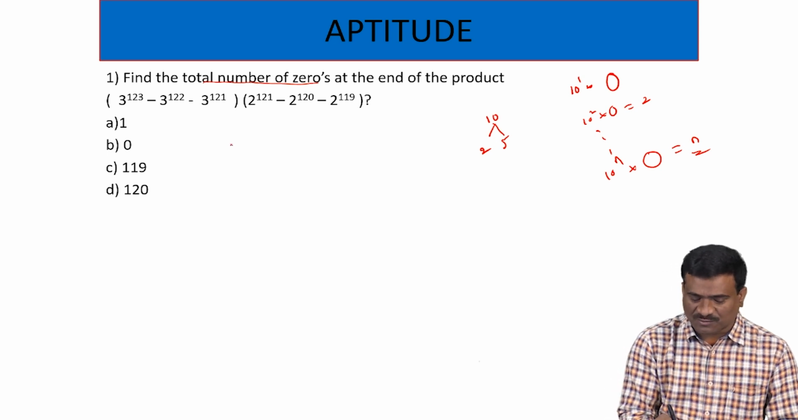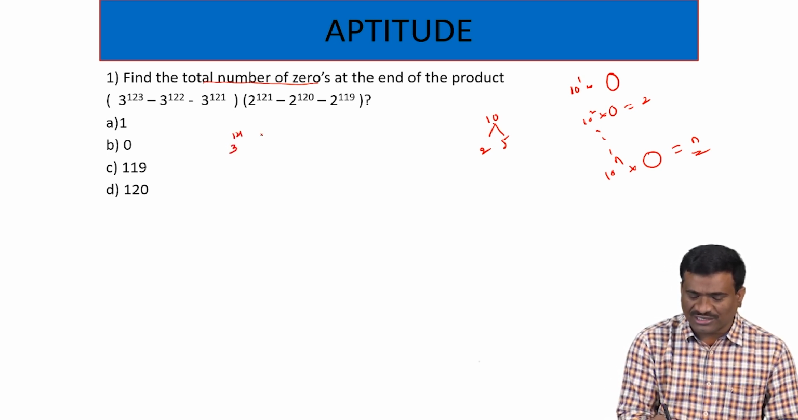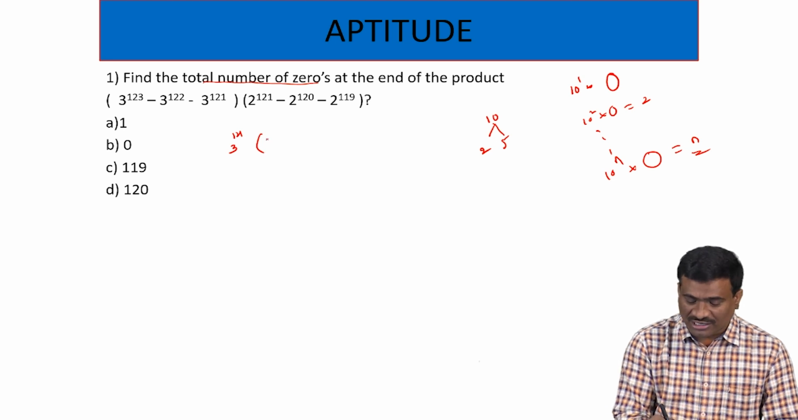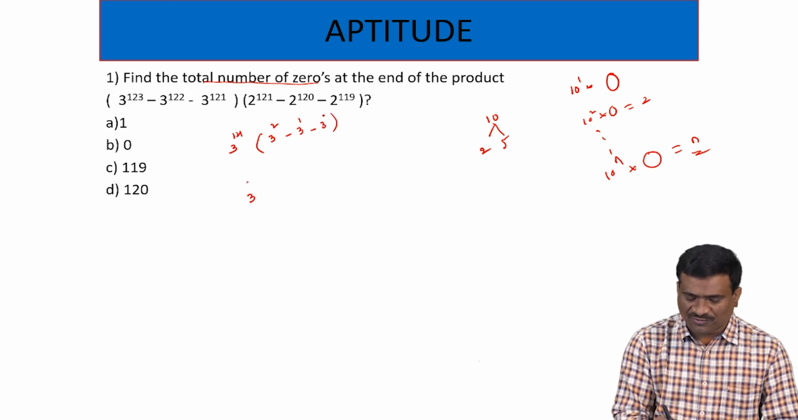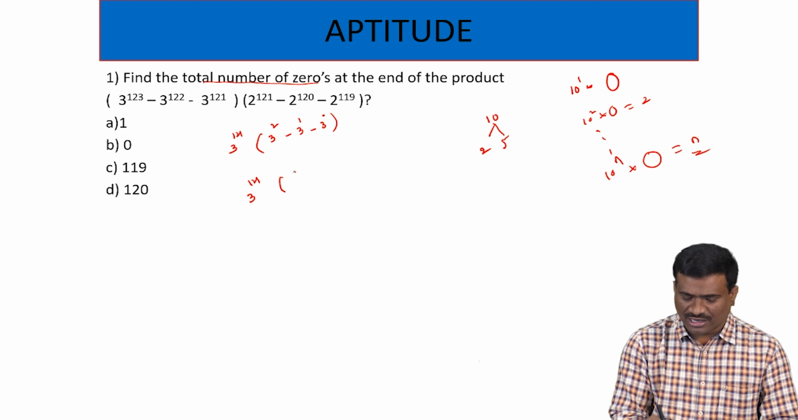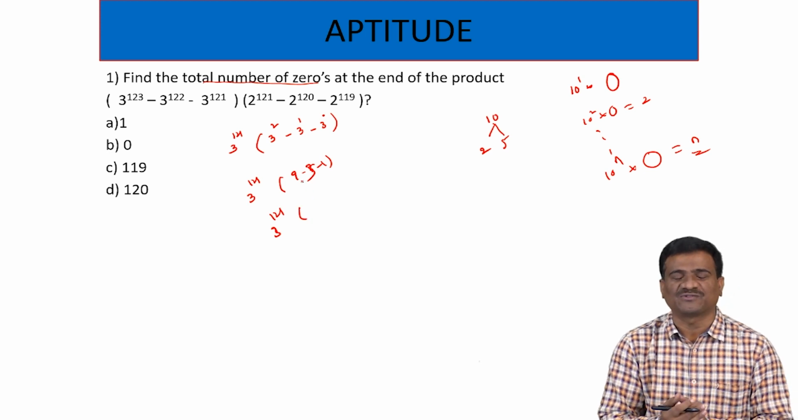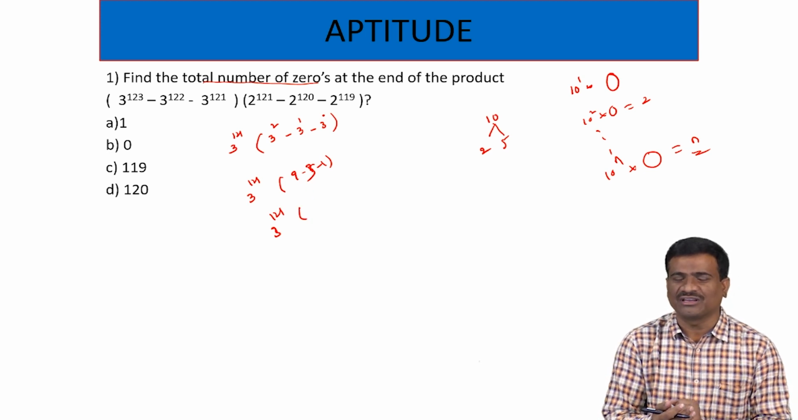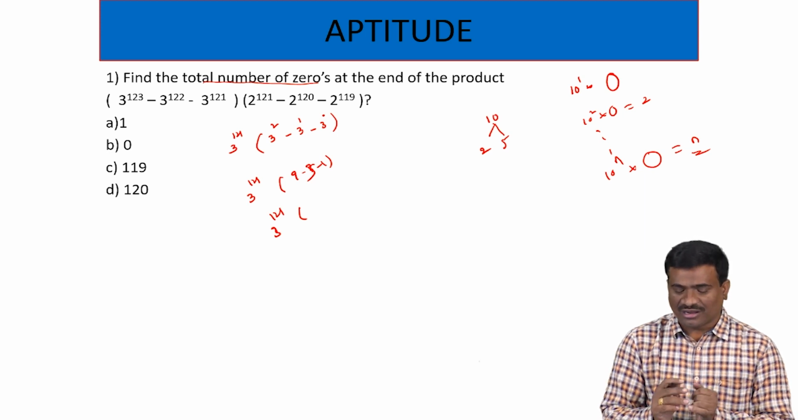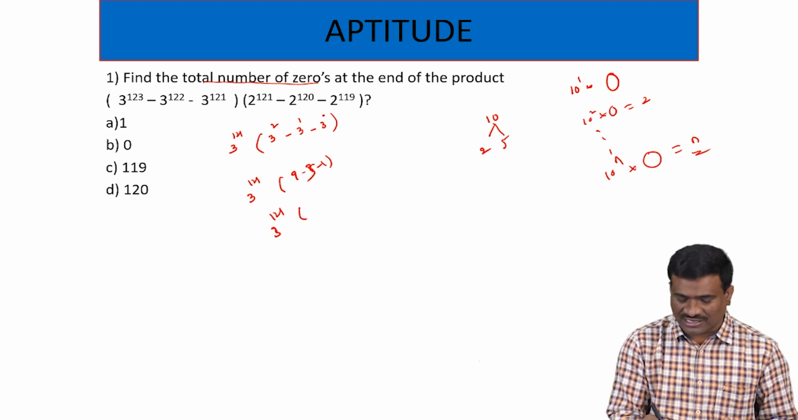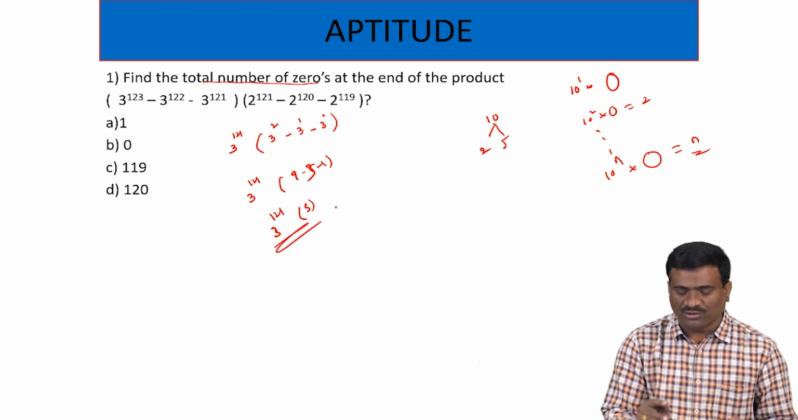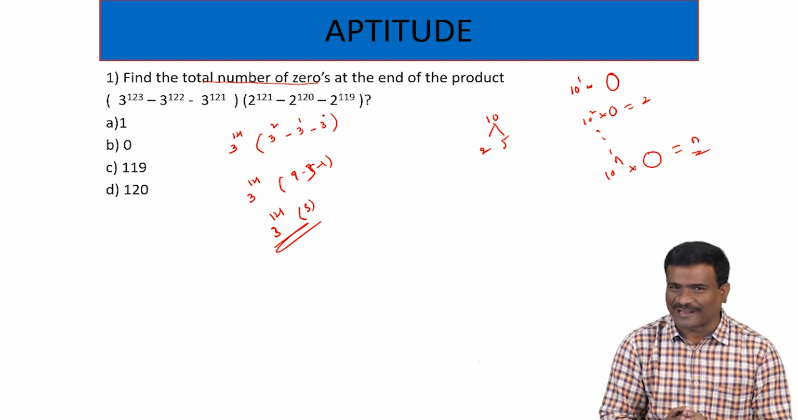In the first bracket, 3 to the power of 121 is common. The remaining part is 3 to the power of 2 minus 3 to the power of 1 minus 3 to the power of 0. So 3 to the power of 121 into (9 minus 3 minus 1), where 3 squared is 9, 3 to the power of 1 is 3, and 3 to the power of 0 is 1. 9 minus 3 minus 1 is equal to 5. This bracket's value is 3 to the power of 121 into 5.